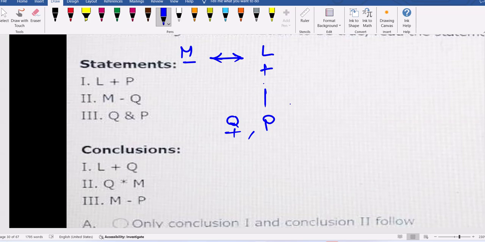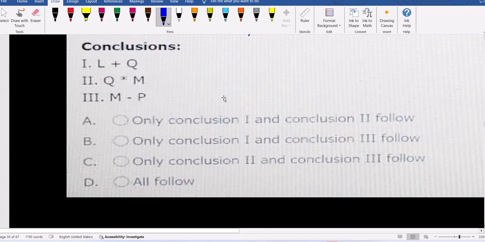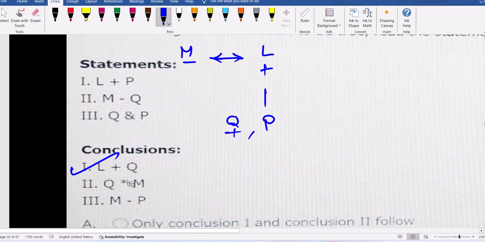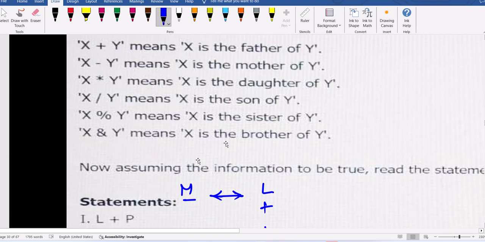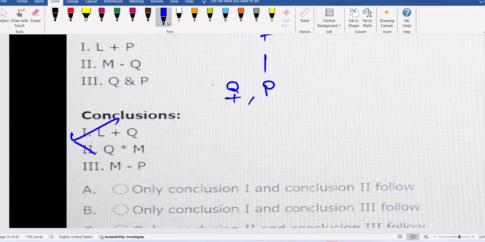We cannot conclude that. L plus Q: L is father of Q. Does plus mean father? Yes, the first one is correct. L is father of Q. Q star M: Q is son of M. Star means son, so that's okay. Daughter was given, but Q is son, not daughter.